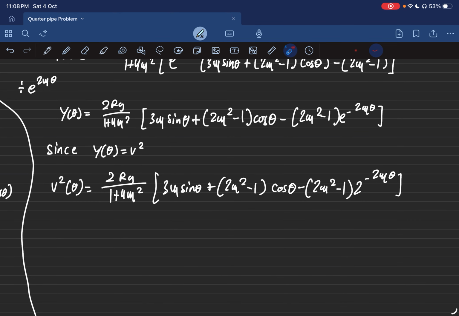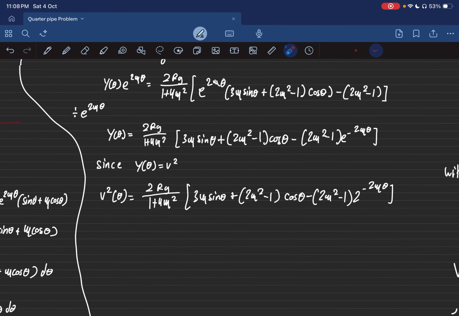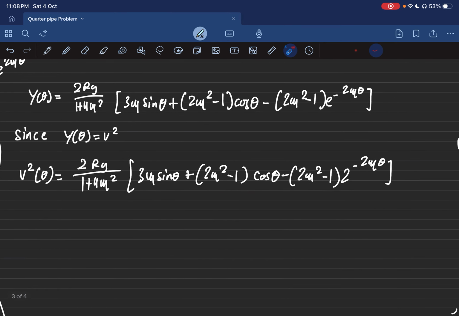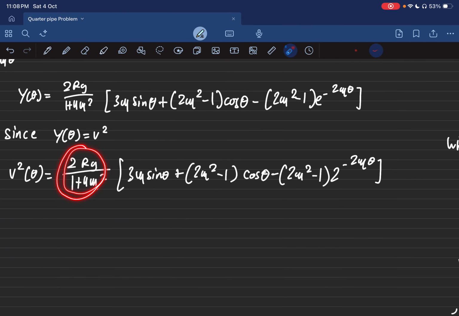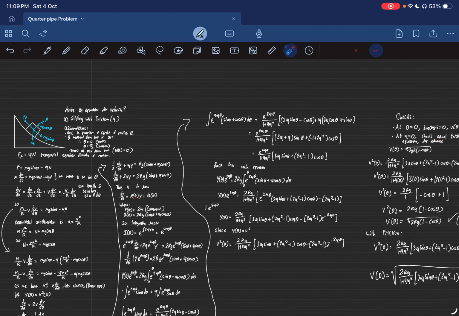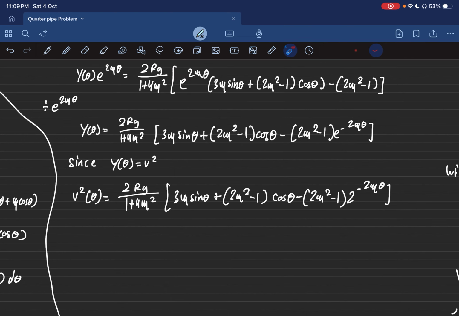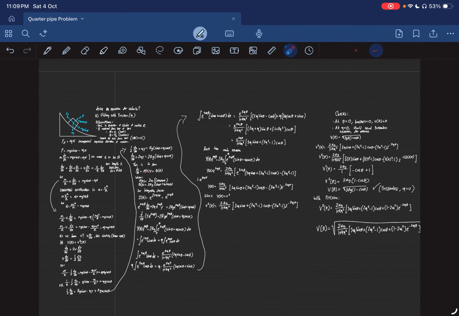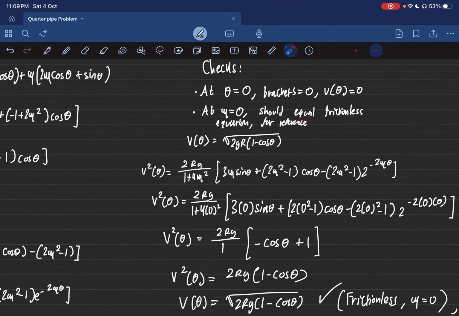And we're just going to go back to y theta equals v squared. We're back to square one. V squared theta equals this function over here. That's what we have. And that is the equation. That is the velocity for any point on that quarter pipe with friction accounted for. But why do I think this is correct? This is a complete derivation on my own. Like, am I pulling this out of thin air? You never know. So we're going to check it. Of course, we're going to check it.